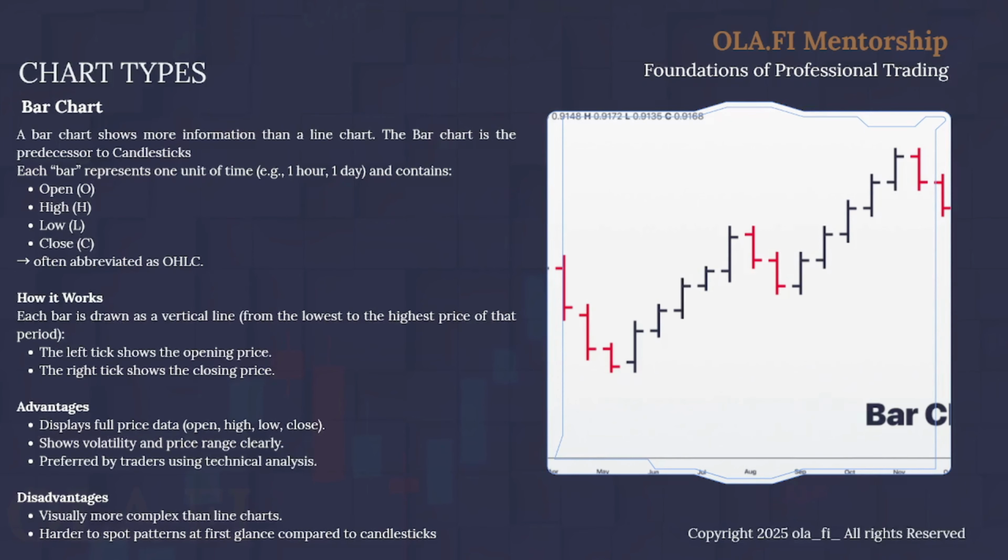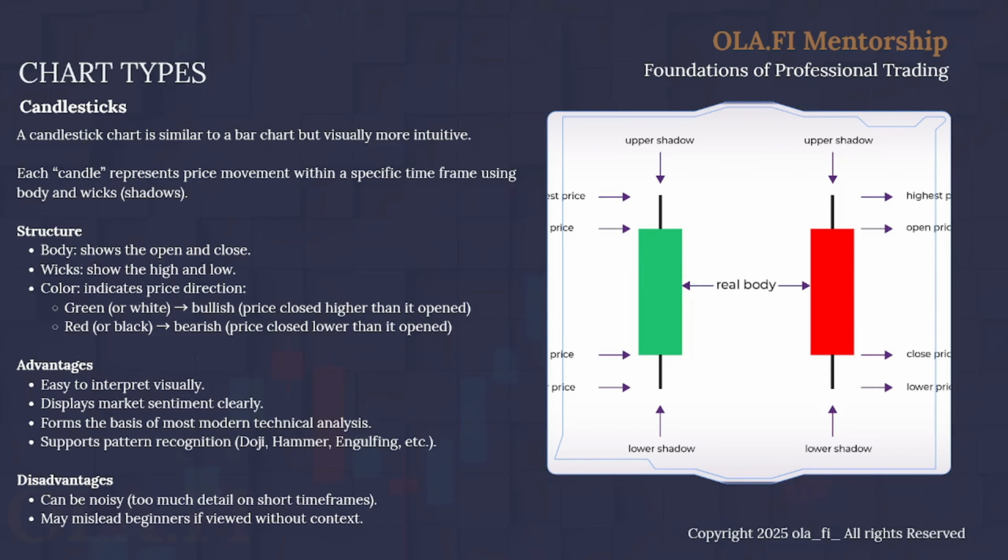Disadvantages: it's visually more complex than the line chart and harder to spot patterns at first glance compared to a candlestick. So while it contains more data, it is not necessarily more detailed than the next one, which is the candlesticks. A candlestick is similar to a bar chart, but visually more intuitive.